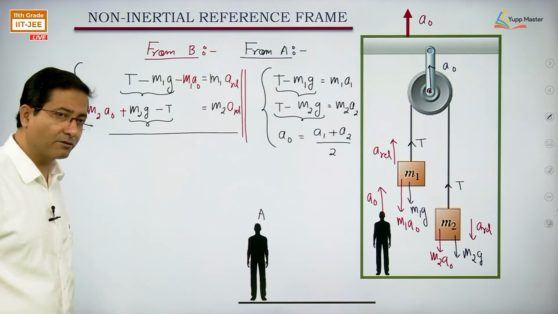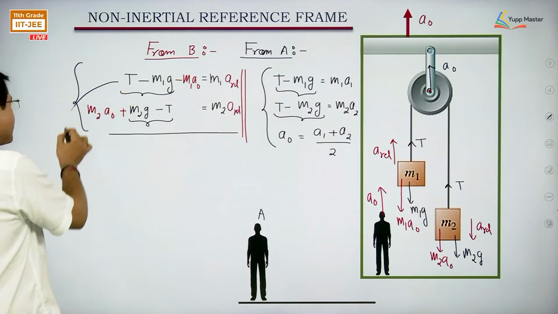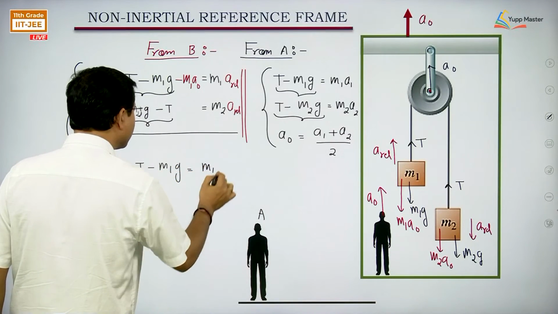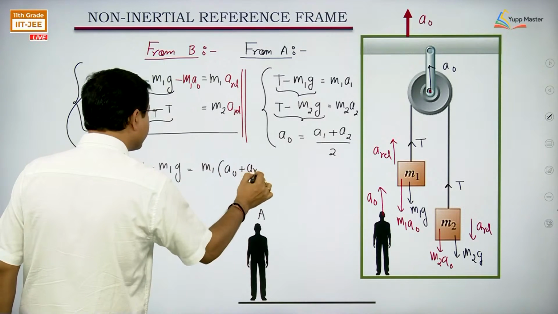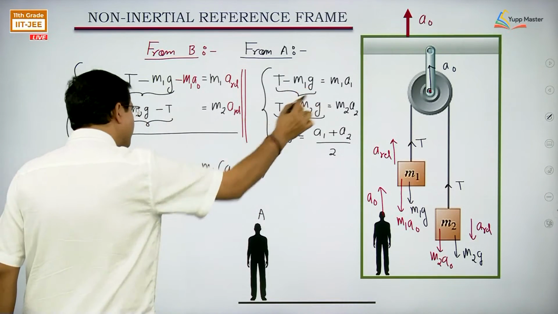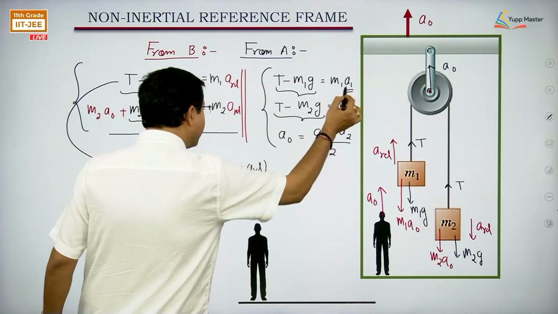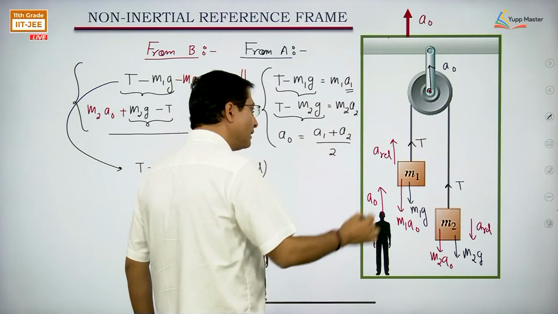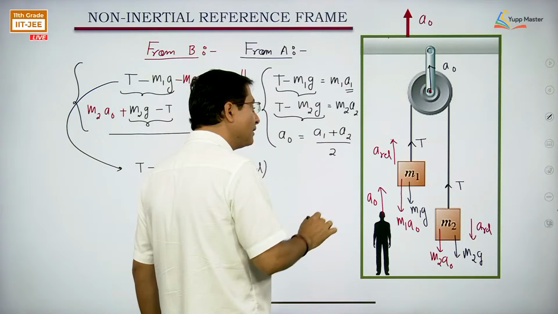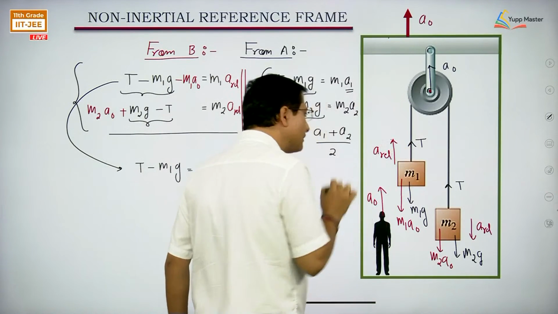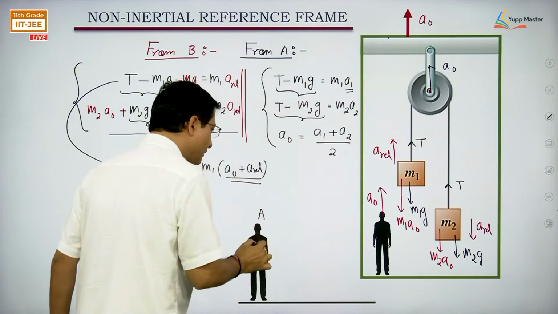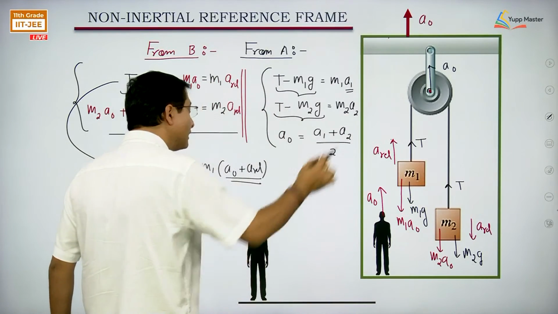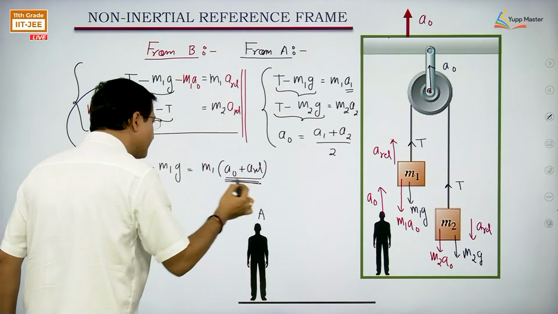If you closely look at both the equations, they are the same. If I rearrange this one, then T minus m1 g is equal to m1 times (a naught plus a relative). So, if I compare this equation with this equation, a naught plus a relative is nothing but a1. With respect to this frame, this is having a relative upward acceleration. The frame is having a naught upward with respect to ground. So, if I ask what is the acceleration of this one with respect to ground, it is a naught plus a relative, and that is what we are getting here.